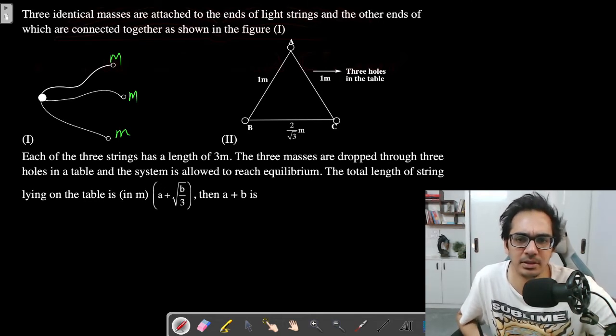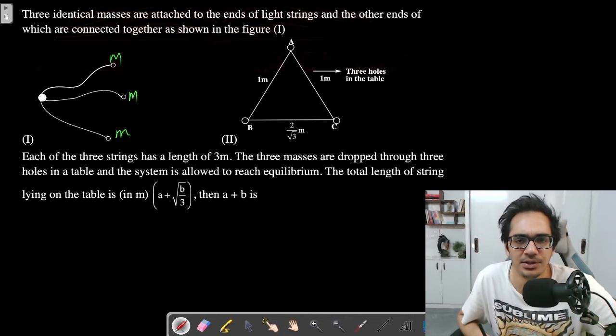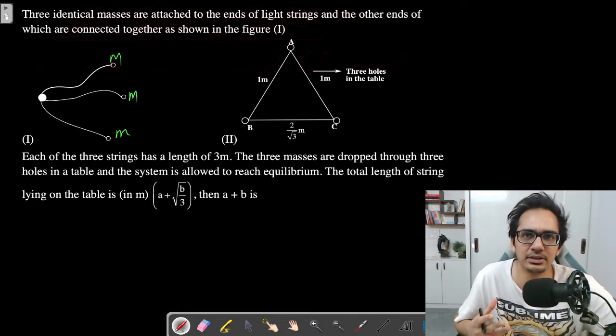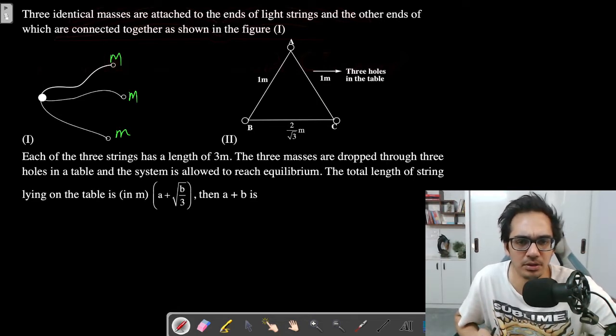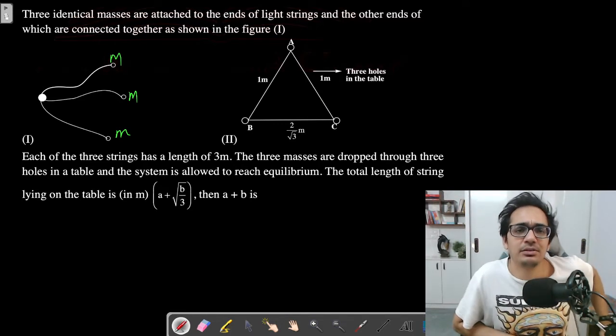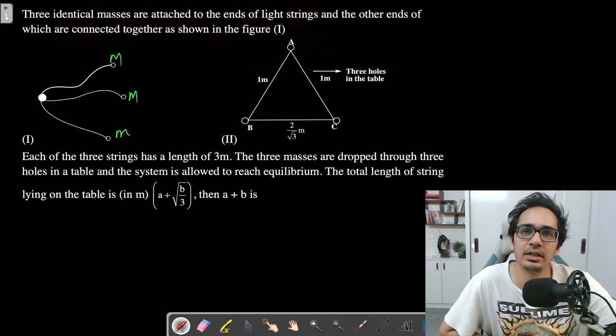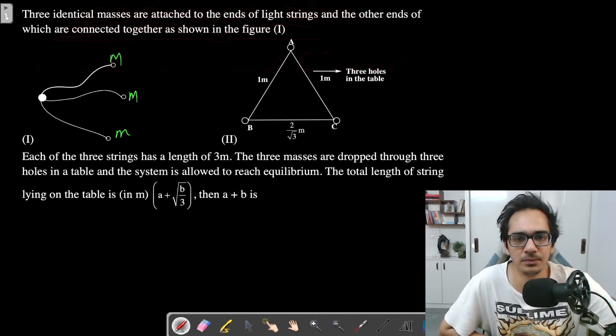Three masses are dropped through three holes in a table and the system is allowed to reach equilibrium. So there is a table with three holes at A, B, C, and the distances are 1, 1 and 2 root 3, and these masses are allowed to fall from the table. The total length of the string lying on the table is A plus root B by 3, then A plus B is? So first of all, you have to analyze the situation, what is actually given. That is the first part, analysis, and then the second part is how to solve the question.